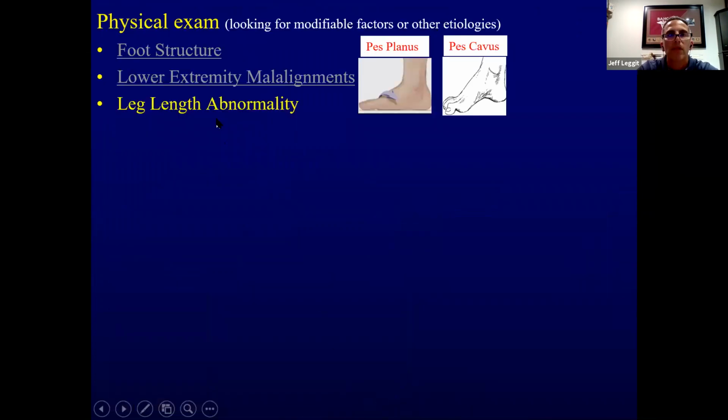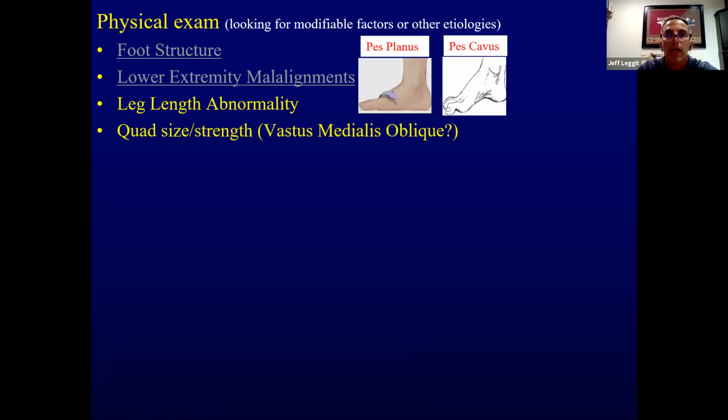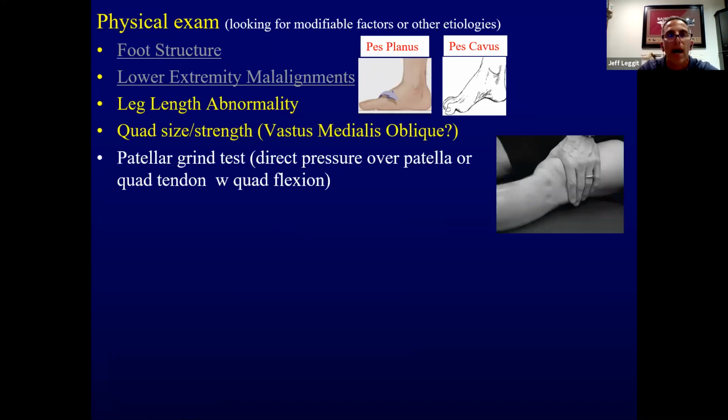So going back to our physical exam, we've looked at their foot, we've looked at malalignments, we've looked for leg length abnormality. You're going to want to measure quad size or strength, looking for any gross atrophy. Just looking at it isn't the best exam, but you can get a sense of whether they have atrophy or not.